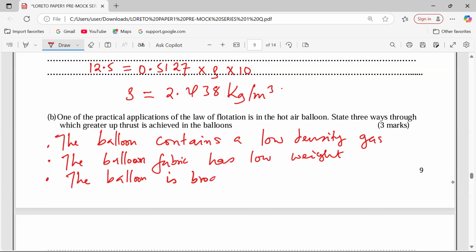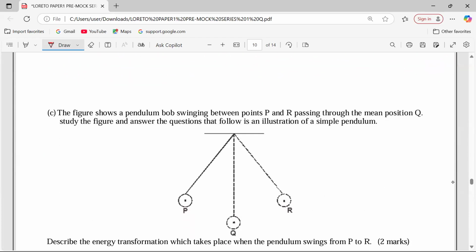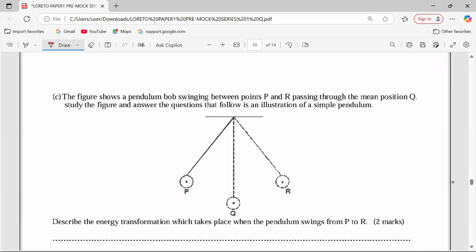Is broad so as to displace maximum air or much air. And that one is what increases the upthrust acting on the balloon.